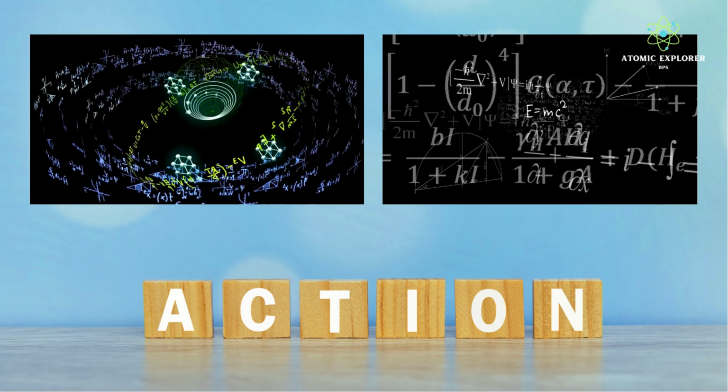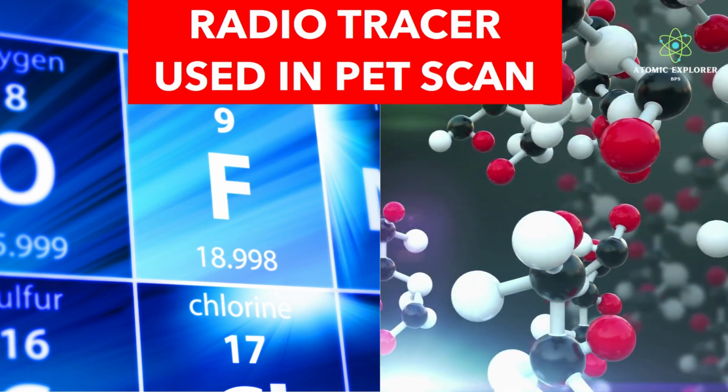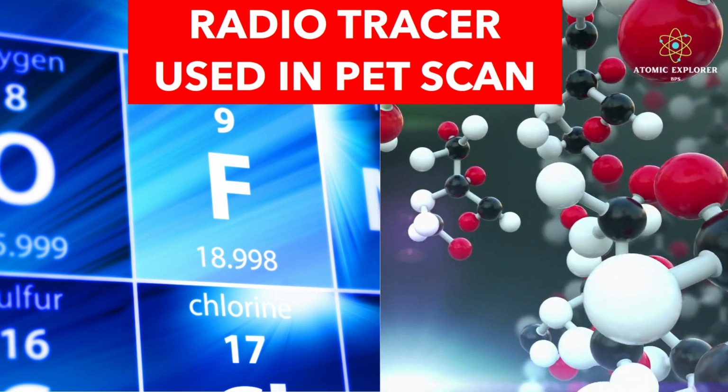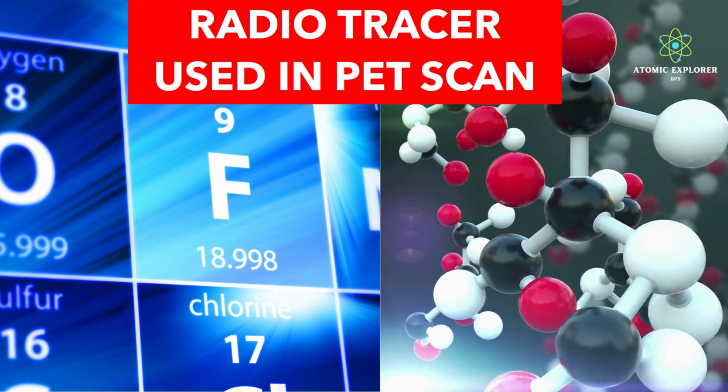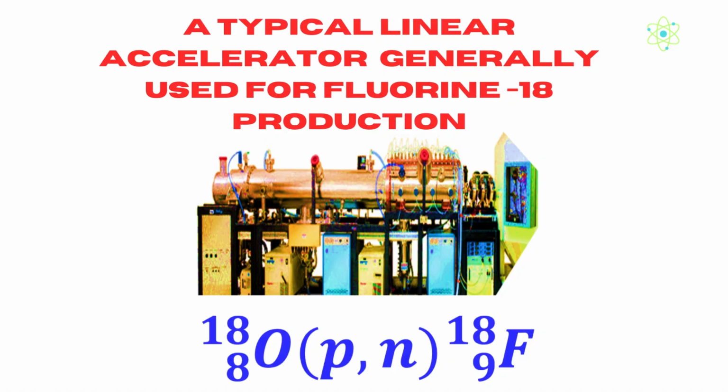The radiopharmaceuticals used in PET scans are typically isotopes such as fluorine-18. The radionuclide fluorine-18 is typically produced in a cyclotron or in a linear accelerator by bombarding enriched oxygen-18 water with a proton beam.